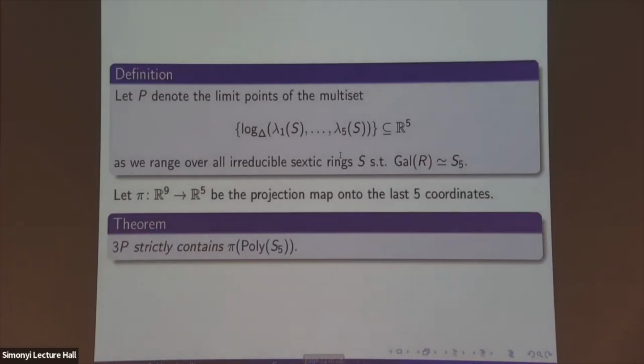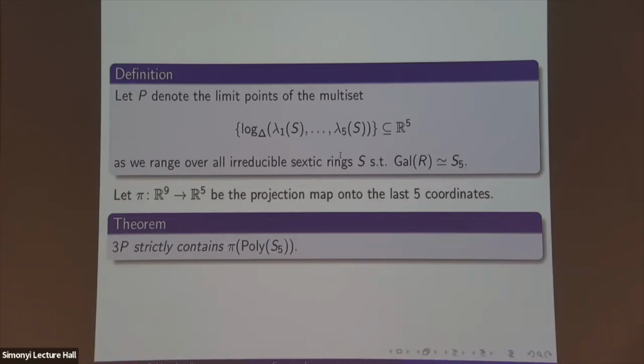And one thing you can prove is that 3P strictly contains the projection of poly S5. One thing you should ask is why did I multiply by 3 here? The 3 is just because the discriminant is a cube. It's just adjusting for the discriminant, because we're taking a logarithm where the base is the cube of the other base. So the 3 is basically not important.